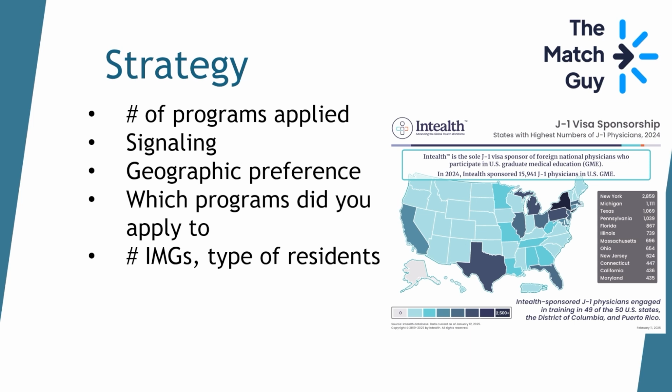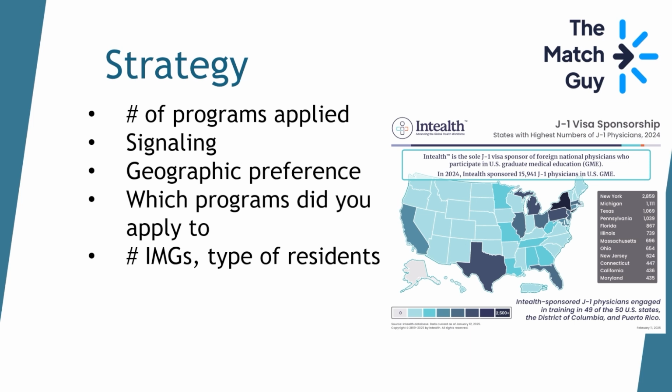Geographic preference is another important factor, and I left a graph here from Intel that shows you the number of J1 sponsored applicants or residents. So this gives you an idea of which states had the highest number of mostly IMGs sponsored by the J1 program. And you can see here New York, Michigan, Texas, and Pennsylvania are the highest. So if you're unsure where to apply and you don't have certain connections, you might consider applying to the areas that include these states.